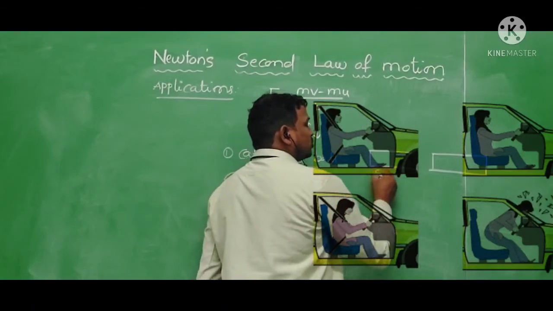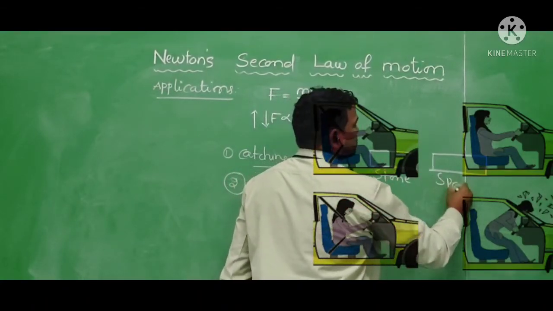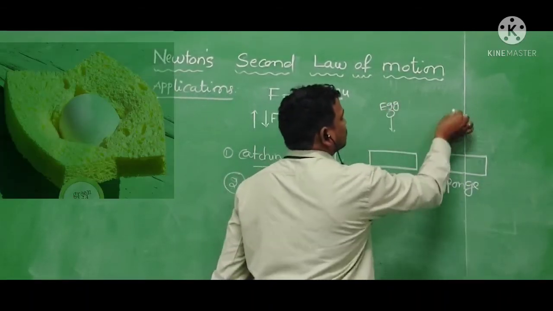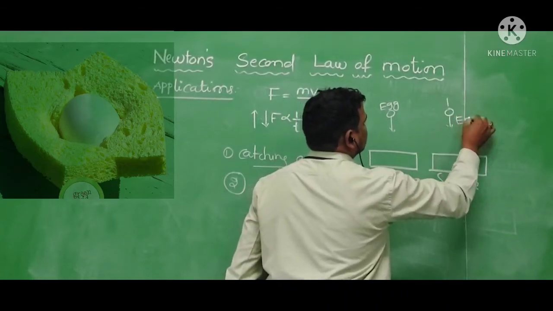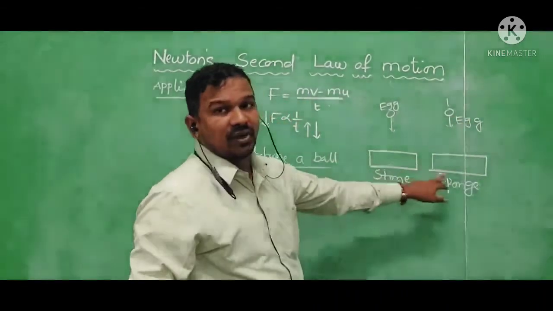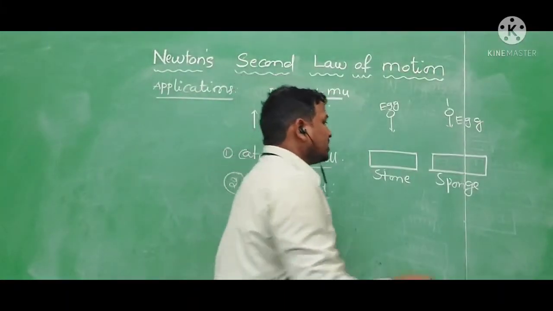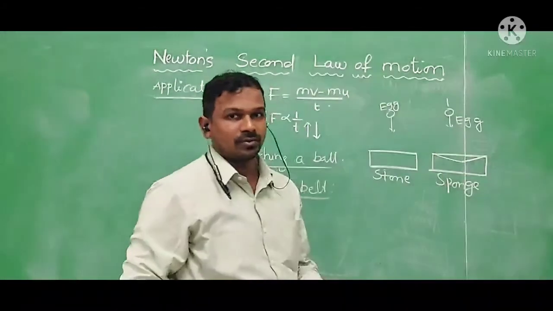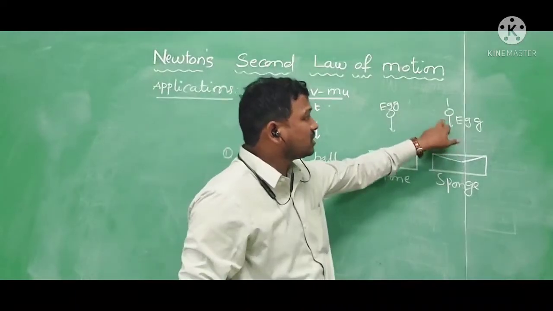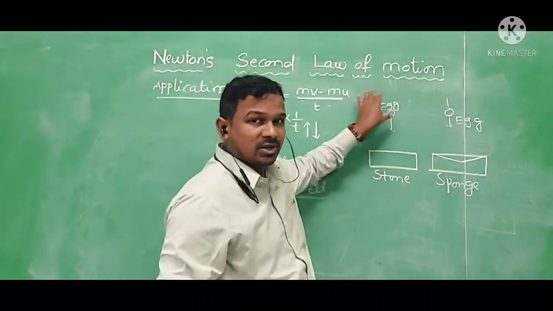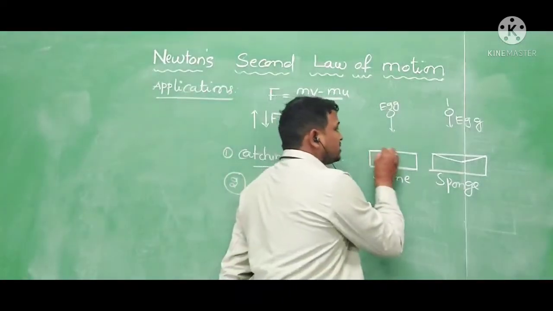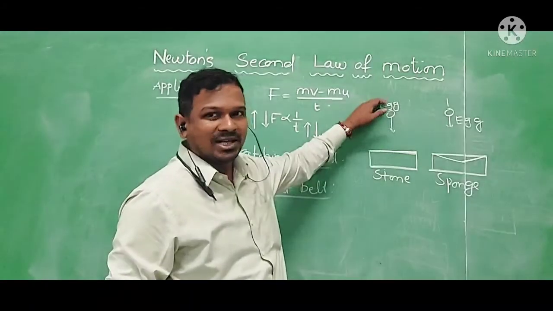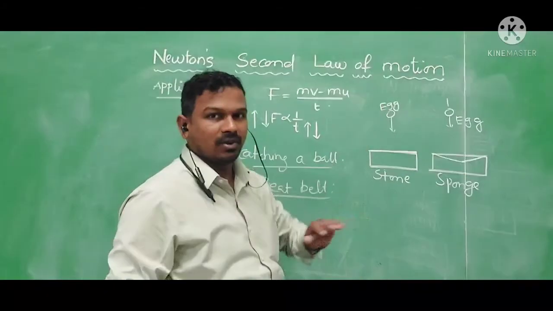One more example I am giving here. This is a stone, this is a sponge. If you drop an egg here, in which case will the egg be broken? In the second case, the egg will go deeper, whereas in this case the egg will not break. Why is it happening? Because it is coming with some momentum. It is also coming with the same momentum, but here it is changing its momentum in less time. So a large force will be applied on this surface. The egg will break.